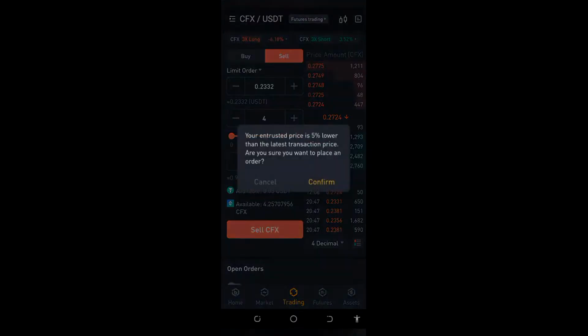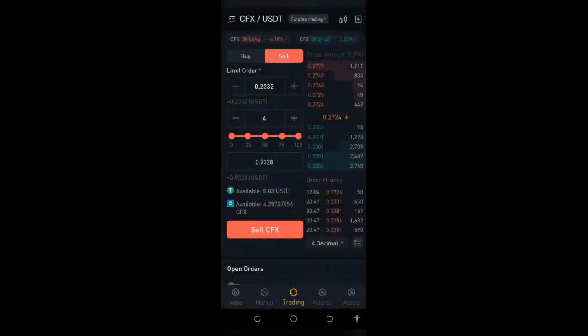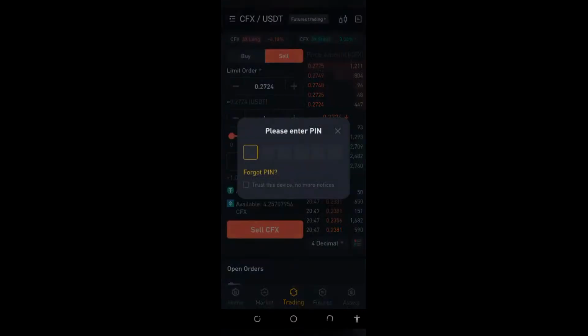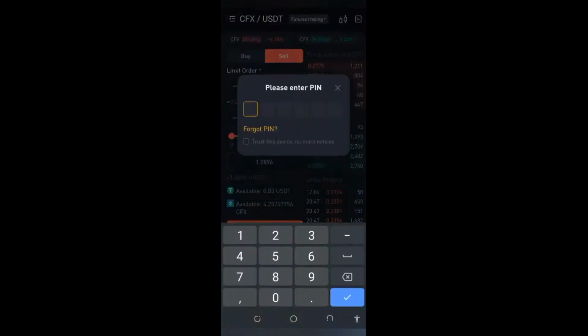So let's see whether this is going to go. Oh, what did it say? It said, your entrusted price is 5% lower than the latest transaction price. Are you sure you want to place an order? But I don't want to place an order. Let me do the normal price, and then whenever it converts, I'll wait for it. Let's go ahead and do this. Okay, I'll fix in my transaction pin and I'll be back.